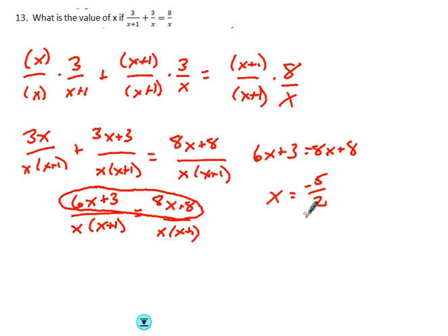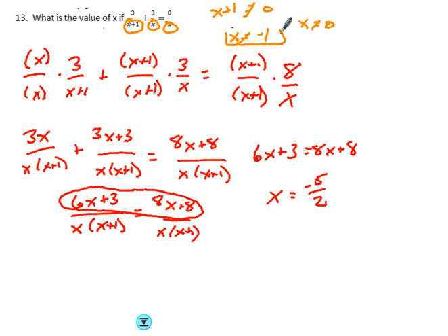One little issue with these types of problems is to look for your restrictions. If you go back to the original problem, they said 3 over x plus 1. You cannot divide by 0, so 0 is bad. So x plus 1 can't be 0, which means x can't be negative 1. Over here you can't divide by 0, so it's just 3 over x, so that means x can't be 0. And the last thing is 8 over x, so x can't be 0 again.